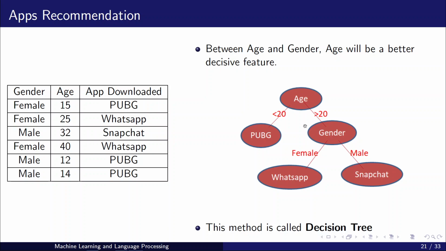For a new person, you keep them at the root of the tree. For example, a female with age 25: age equal to 25 is greater than 20, then gender is female, so it will come here. So you recommend WhatsApp. So this sort of a tree can be used for recommending apps for a new person. So this is your data. From your data, you have developed such a tree structure. That is called the decision tree algorithm.